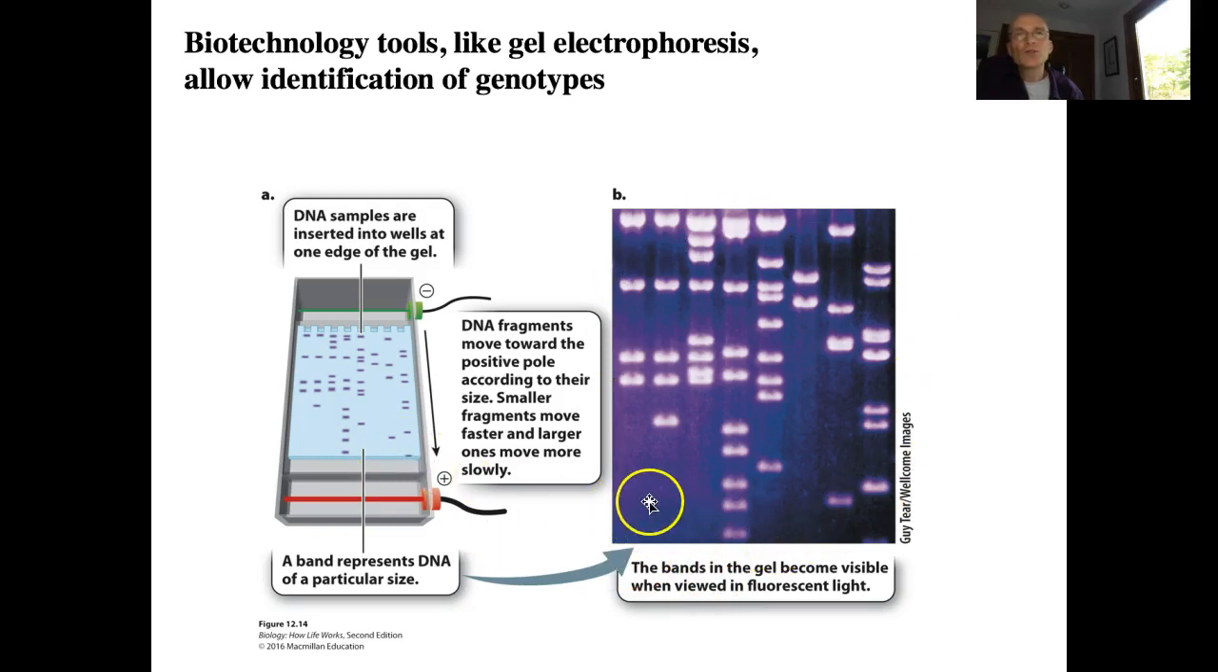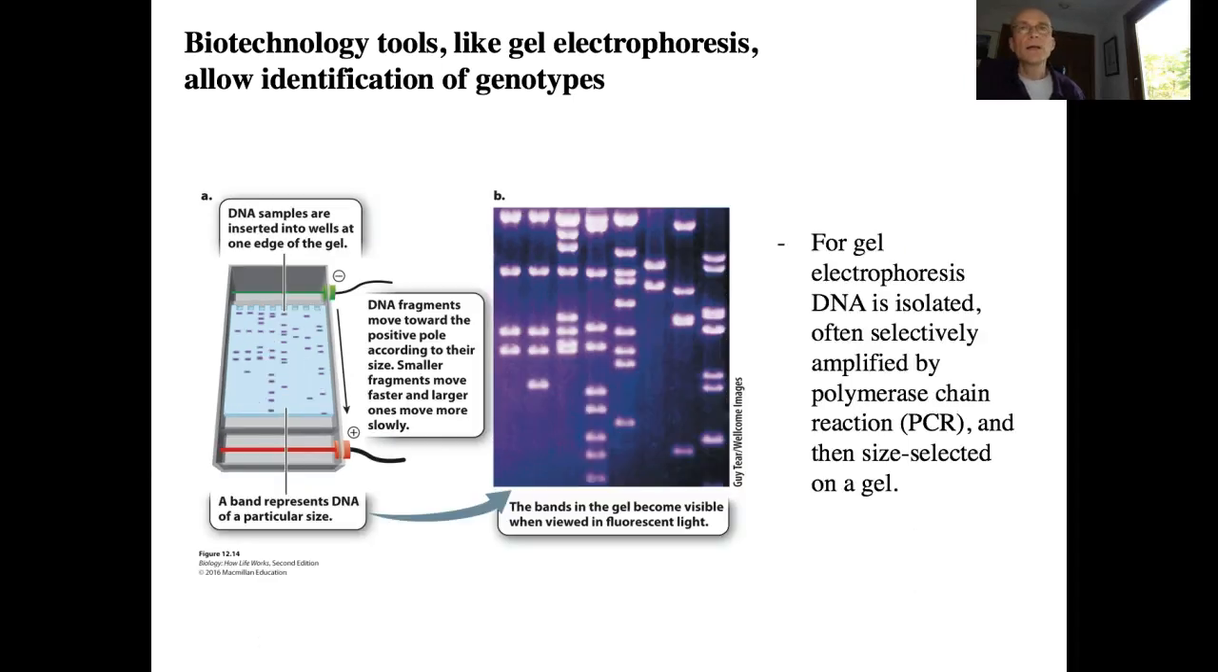And this picture shows you what it actually looks like. This is a drawing. This is a picture of what an electrophoresis gel actually looks like, with pieces of DNA, discrete pieces of DNA that were stained with a fluorescent dye. So what's important here is that for gel electrophoresis, DNA is isolated, then it's often selectively amplified so that there's enough that you can see it.